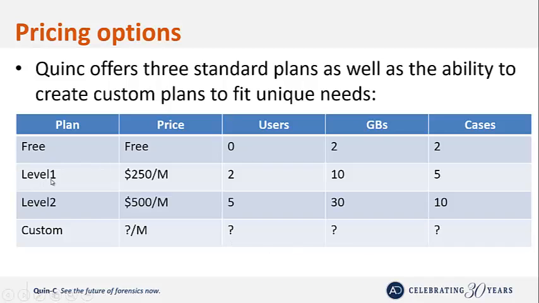The level 1 plan is $250 a month. It supports 2 users and 10 gig of processed data and allows you to have 5 cases. And level 2 is $500 a month, 5 users, 30 gigs, and 10 cases. And then you can create a custom plan, which is a variable number of dollars a month, and you can do any sort of configuration you want, and the salespeople will tell you how much the plan ultimately costs. But I think if you compare these prices to any competitive solution, even home-baked solutions, the prices are dramatically lower, or at least they're intended to be dramatically lower than what you otherwise would pay.